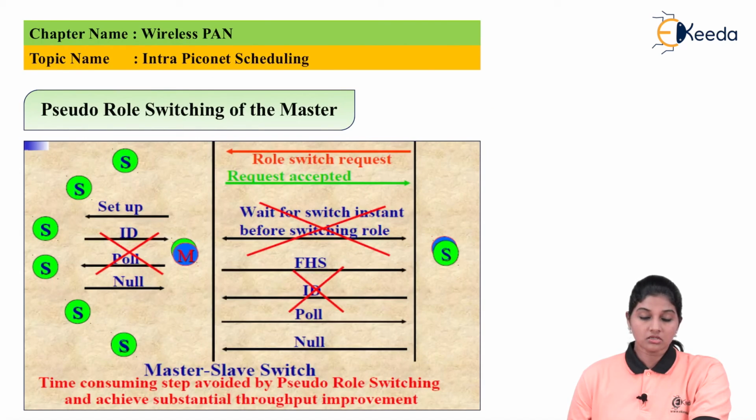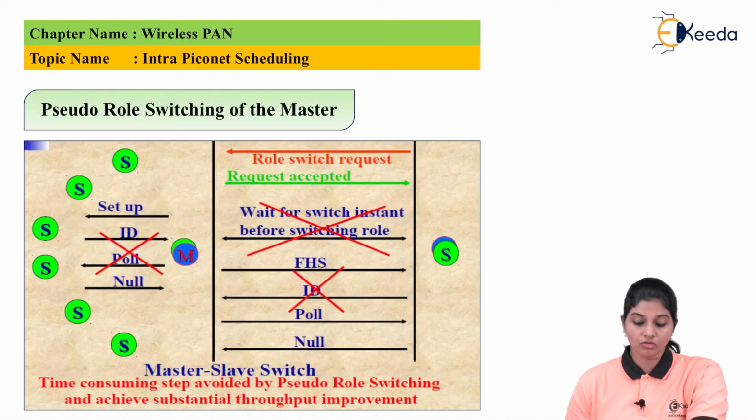Then here we can see the procedure which is used for pseudo role switching of the master. From the diagram we come to know that first of all, a role switch request is sent from slave to master. Then when the request is accepted by the master, it will send an acknowledgement back. The time consuming steps are avoided by the pseudo role switching, which achieves the maximum throughput improvement.